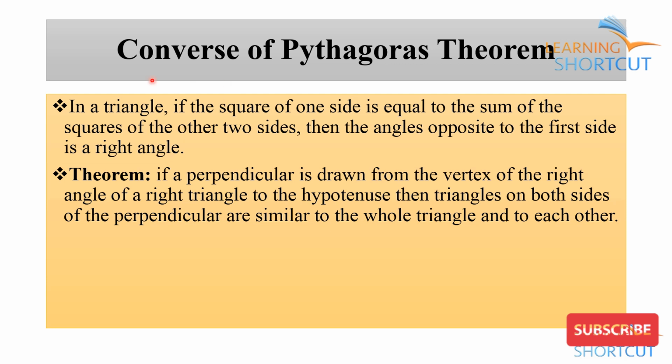That is what the converse of the Pythagoras theorem says. And the theorem is: if a perpendicular is drawn from the vertex of the right angle of a right triangle to the hypotenuse, then the triangles on both sides of the perpendicular are similar to the whole triangle and to each other. This is the theorem they have used with the converse of the Pythagoras theorem.